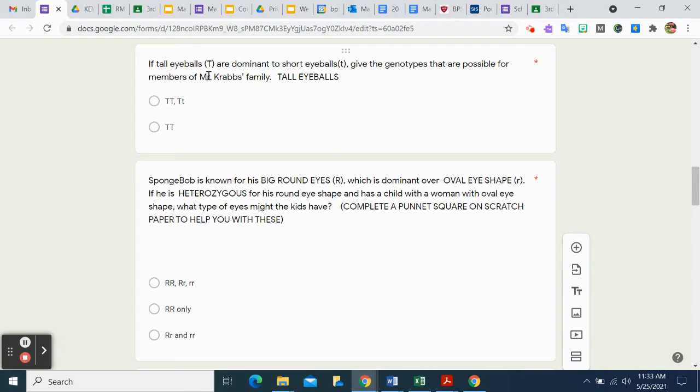If tall eyeballs, capital T, are dominant to short eyeballs, that's lowercase t, give the genotypes that are possible for members of Mr. Krabs' family. Tall eyeballs.